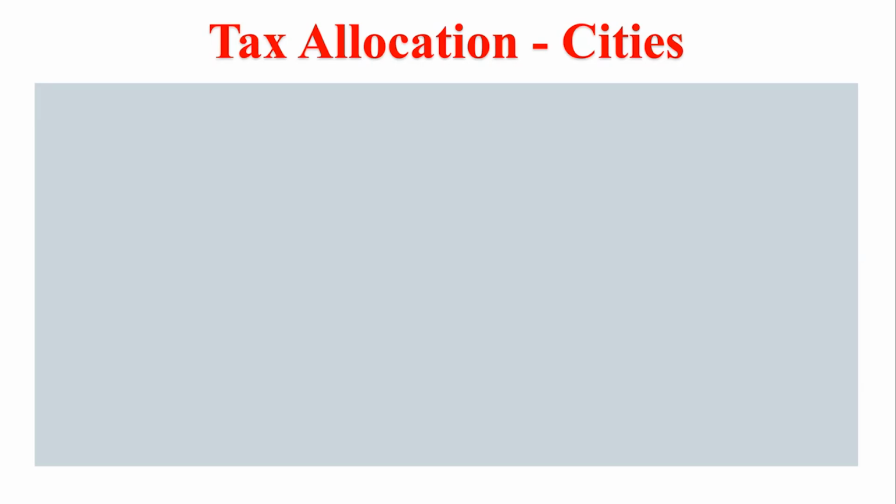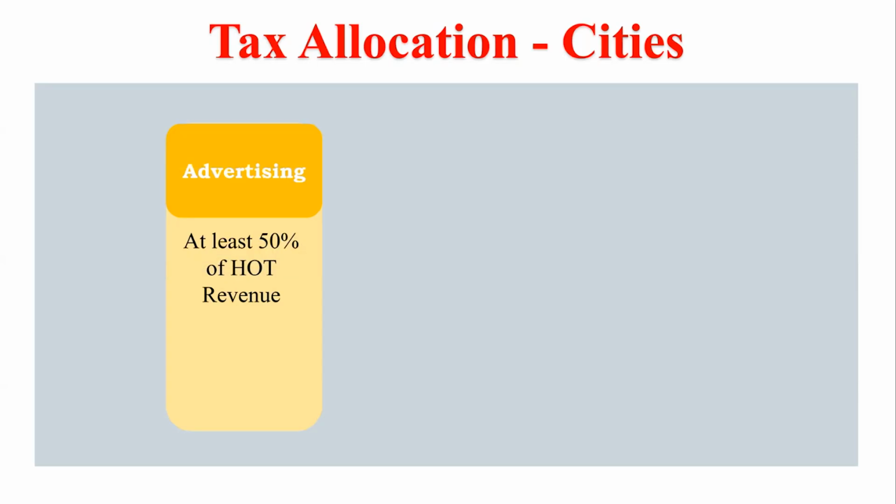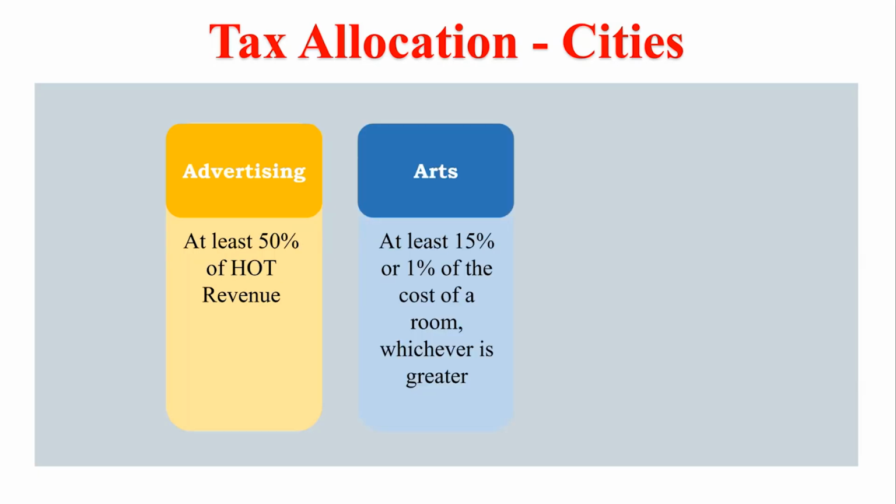This portion of the law is heavily bracketed, and we are only discussing general provisions that apply to cities. In general, a city must allocate at least half of the hot tax revenue to advertising. Up to 15% of the revenue, or an amount equal to 1% of the room rate, may be used for the arts.